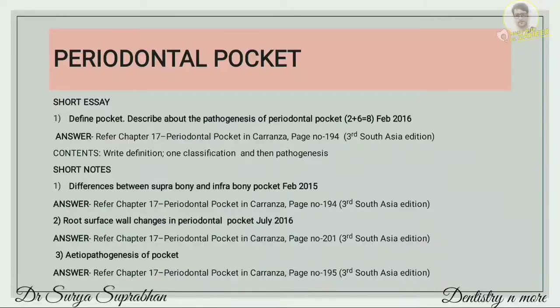Coming to the next one, that is the periodontal pocket. Define pocket, describe about the pathogenesis of periodontal pocket. Refer chapter 17, periodontal pocket. Write the definition of the pocket first and then mention any 1 or 2 classifications and then describe the pathogenesis.